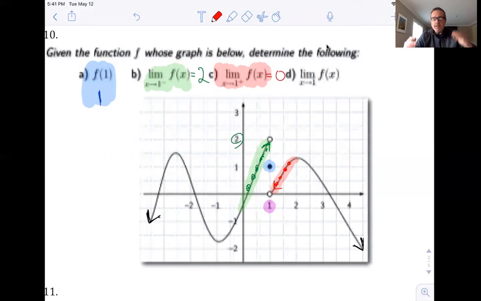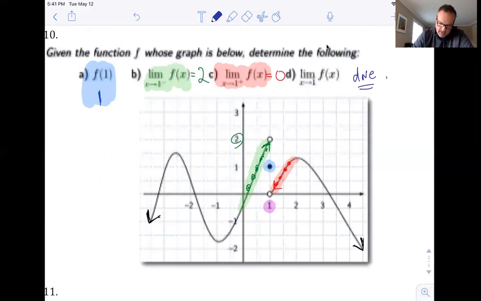Now, guess what? The limits don't come together. They go like this. They don't meet up. And if they don't meet up, if the left-hand limit doesn't equal the right-hand limit, we get our best Lindsay Lohan voice and we say, the limit does not exist. The limit does not exist. Some of you will get that joke.